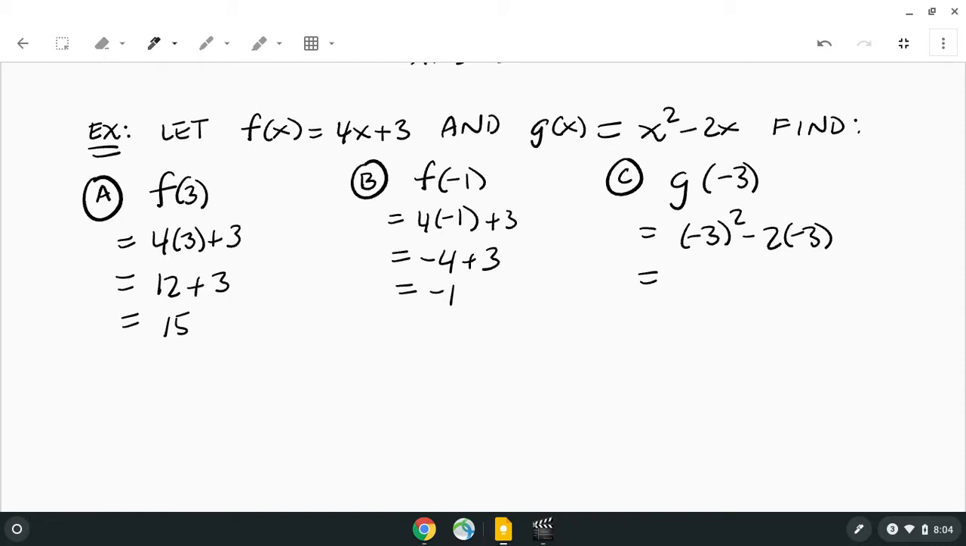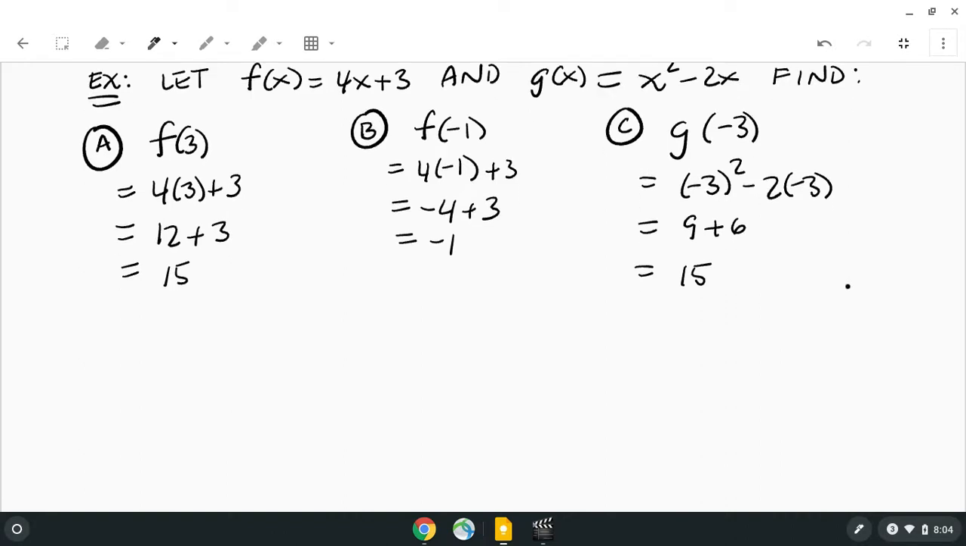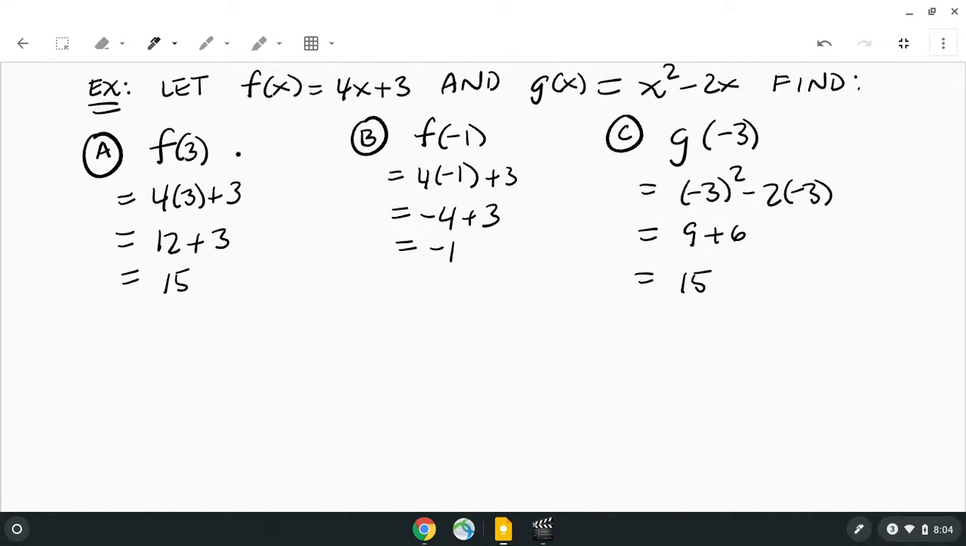So right here, we have to square x. So we have to square -3. So that becomes positive. And that becomes positive. Double negative right here. Double negative becomes +6. 9 plus 6 is 15. Okay, very good.